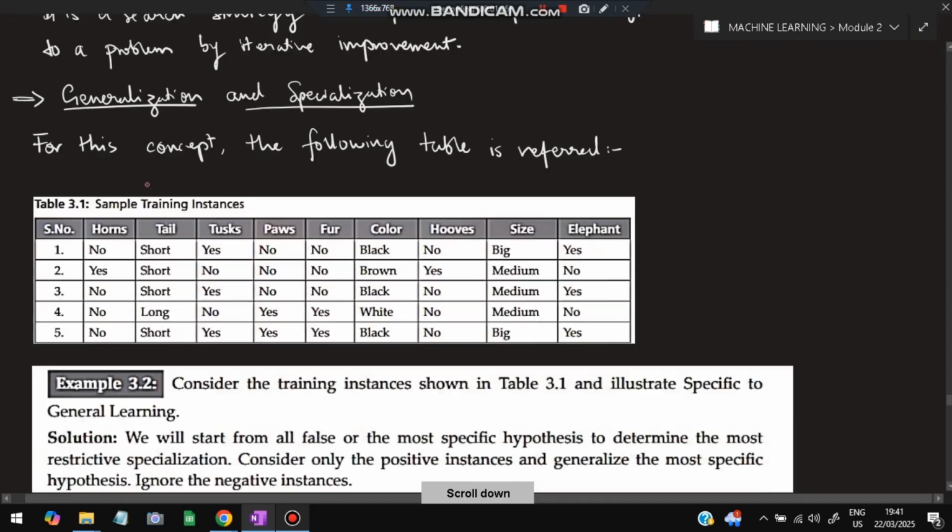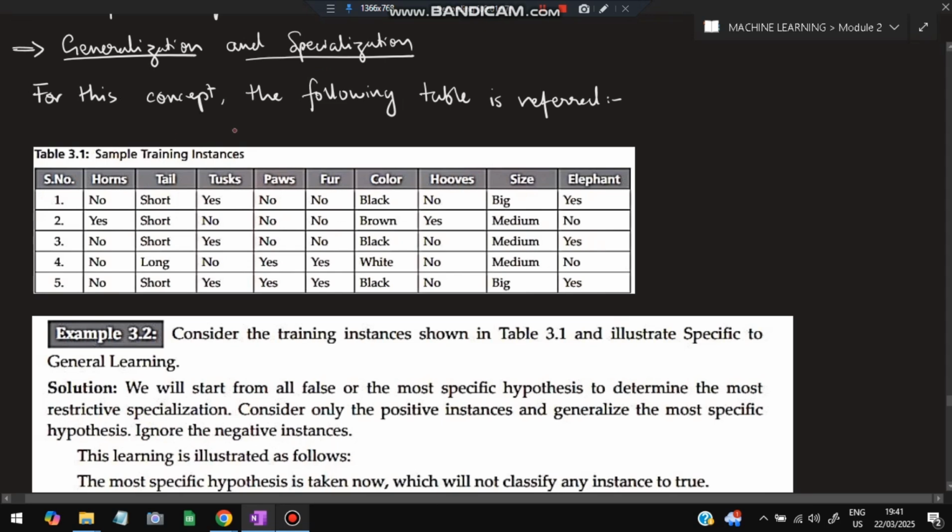Next is generalization and specialization. For this concept, the following table is referred. Generalization means all the question marks. It can include any animal. In this example, elephant is also included. Specialization means specifically, like big, and black, and fur is not there. The more specifications we add, the more specialized it is.